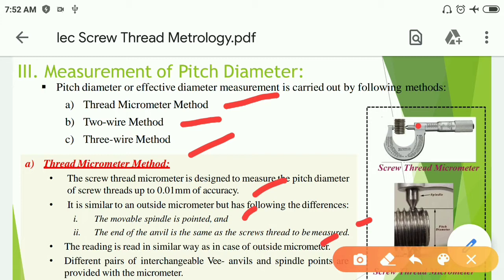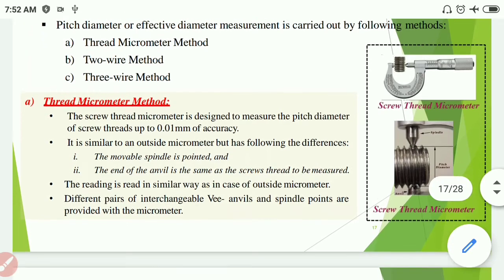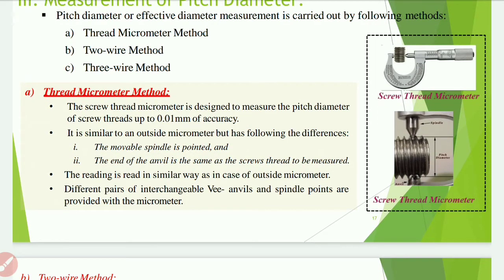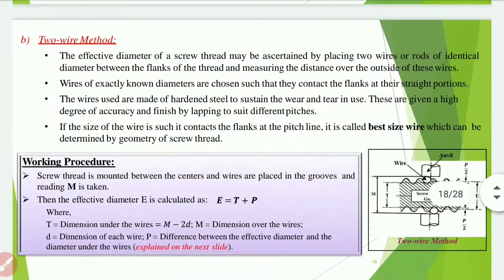Different pairs of interchangeable V anvils and spindle points are provided with the micrometer. As shown in the figure, the spindle and the anvil are touched till they come in contact with the pitch. Next is the two wire method.